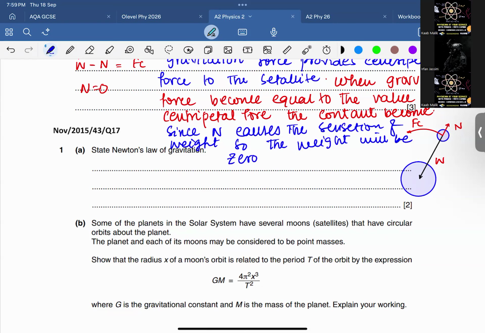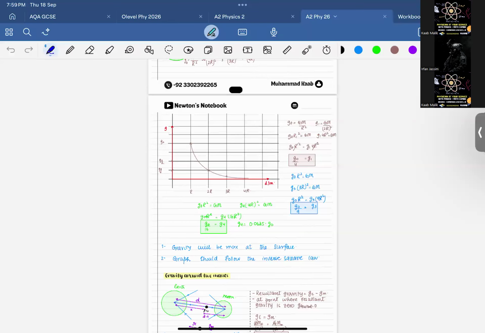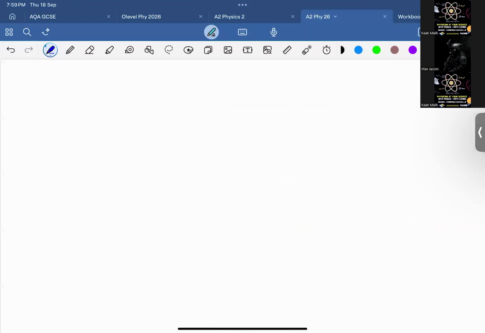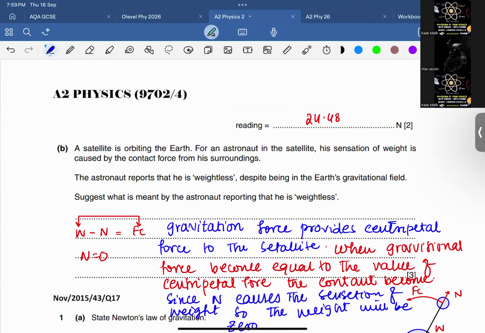Okay, so that's one concept. Now we'll do the two remaining concepts in tomorrow's class, and then the first portion of the chapter will be done. Then we'll move on to the next portion.